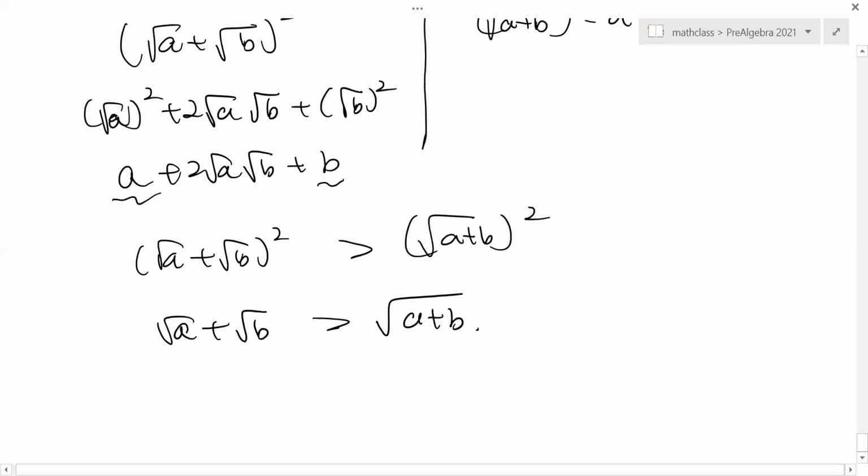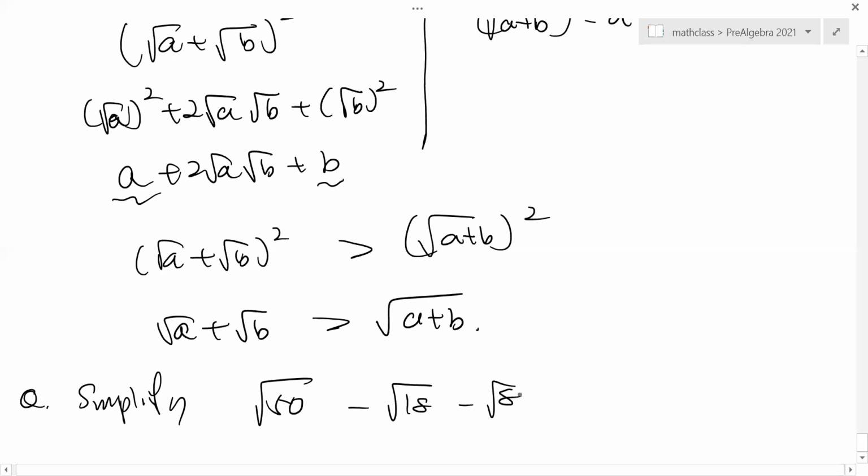So we don't have much time left. I covered the whole chapter today, actually. It's a little bit very fast, but those are all the materials we need to learn. So the very last one I want to discuss is the following problem. Simplify square root of 50 minus square root of 18 minus square root of 8.